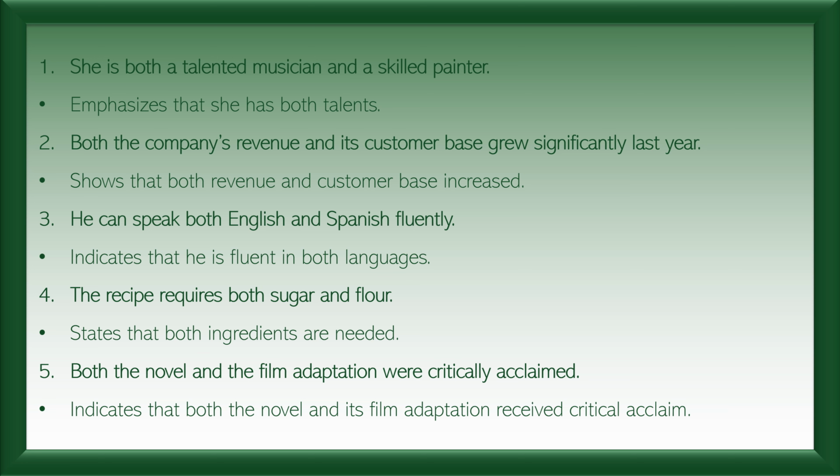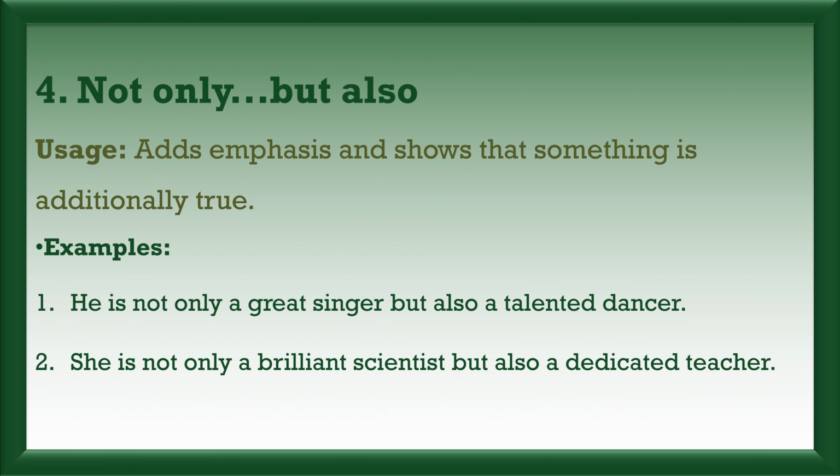The recipe requires both sugar and flour. States that both ingredients are needed. Both the novel and the film adaptation were critically acclaimed. Indicates that both the novel and its film adaptation received critical acclaim. 4. Not only, but also.